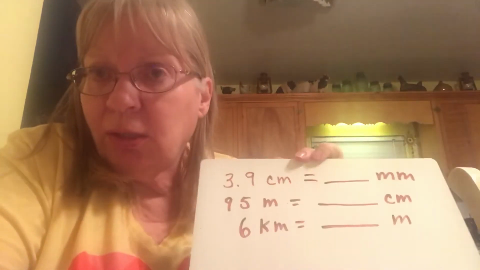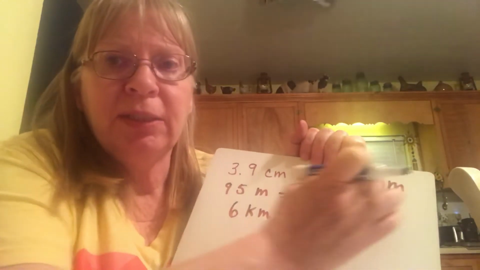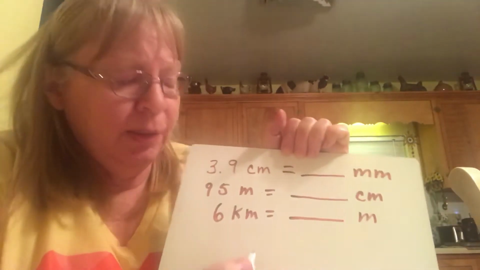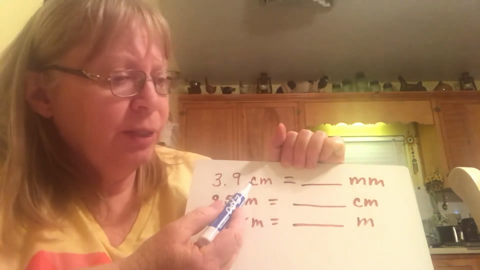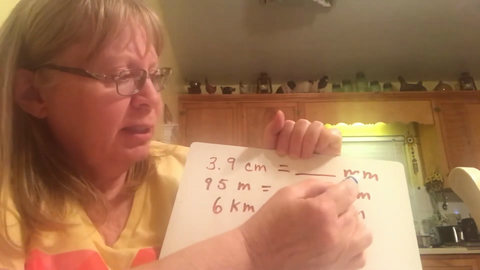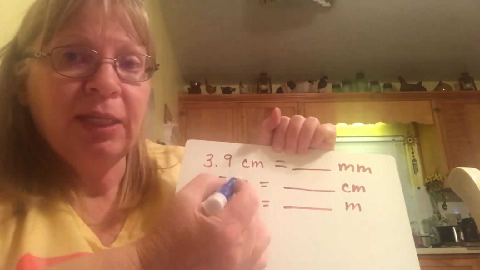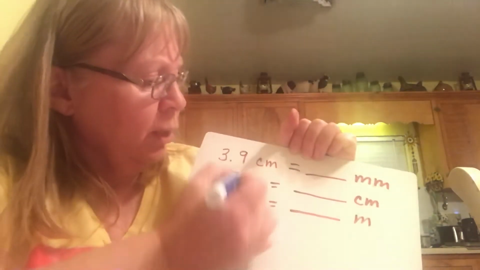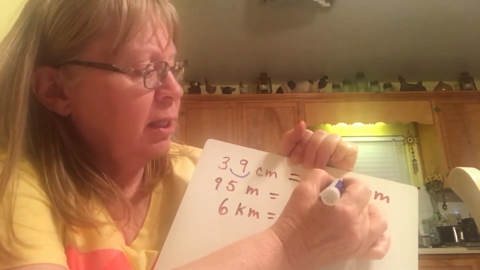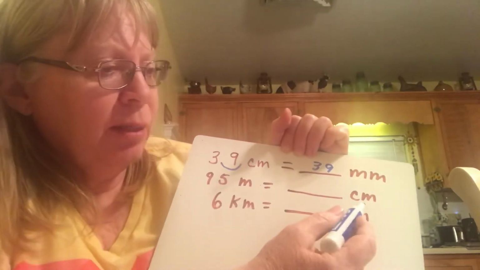Okay? All right, now this time we're going from big to small. So from big to small, this time we're going to be multiplying, okay? Because it takes more smaller pieces to make the bigger ones. So we have to multiply to get the answer over there. So 3.9 centimeters, how many millimeters is it? Well, this is 10 times bigger than that. So we have to multiply this answer by 10, which means we're going to move our decimal point one place, times 10. So the answer is 39.